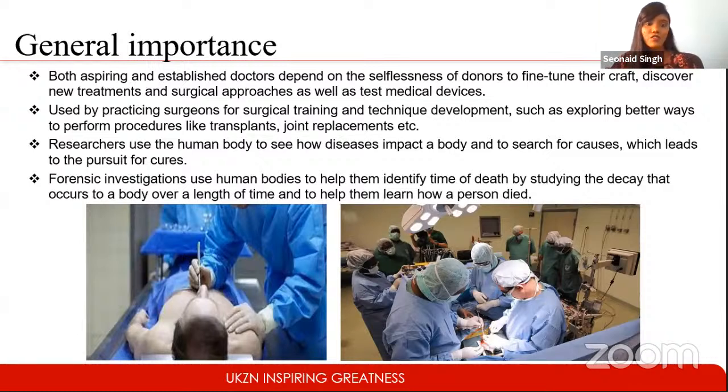We have dentists, occupational therapists, physiotherapists, pharmacists, doctors, nurses, and medical scientists who all need to understand the structure of the human body so they have the necessary skills to do their jobs properly. Today, both aspiring and established doctors depend on the selflessness of donors to fine-tune their craft, to look for new techniques, new treatments and surgical approaches, as well as testing medical devices.